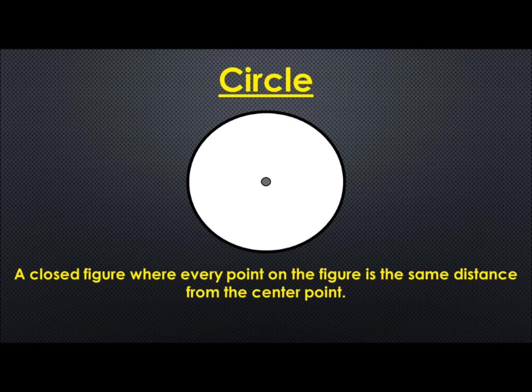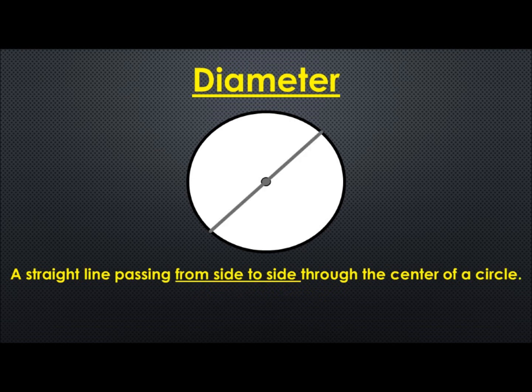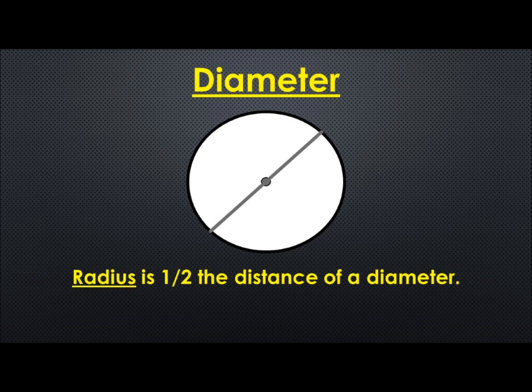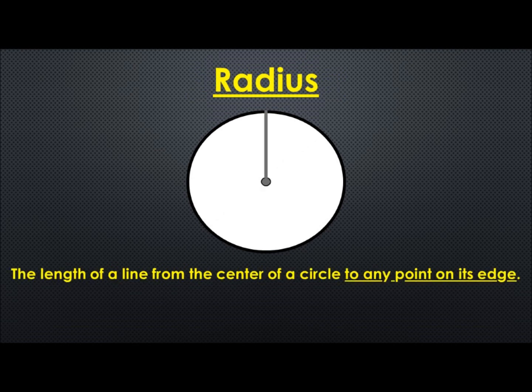A circle is a closed figure where every point on the figure is the same distance from the center point. The diameter is a straight line passing from side to side through the center of a circle. The radius is half of the distance of a diameter. A better definition of radius is the length of a line from the center of a circle to any point on its edge.